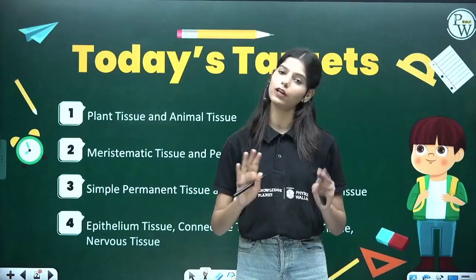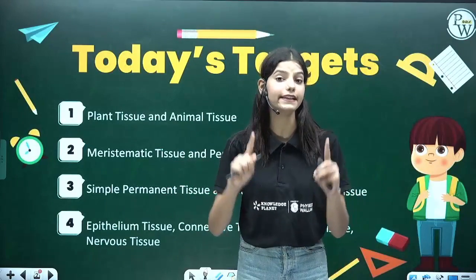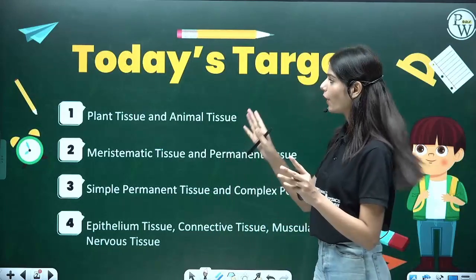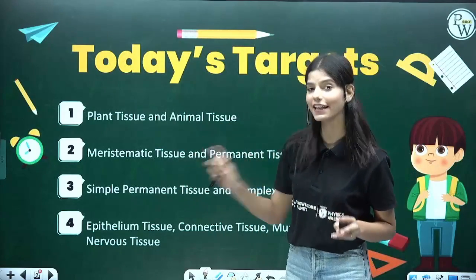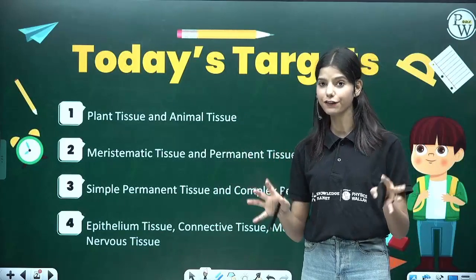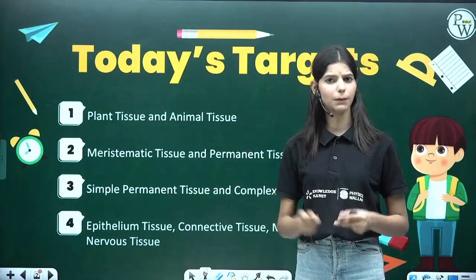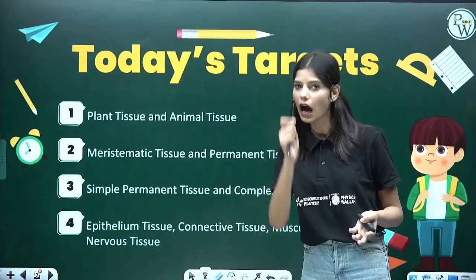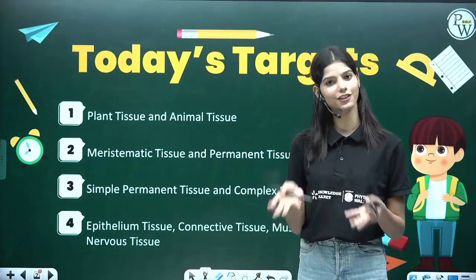So guys, we are going to talk about what are tissues, and then we are going to compare what we mean by plant tissues and animal tissues. So we are going to compare both the tissues, how exactly they are different. Even though plants and animals, both of them are living organisms, how exactly their tissues are different from each other.